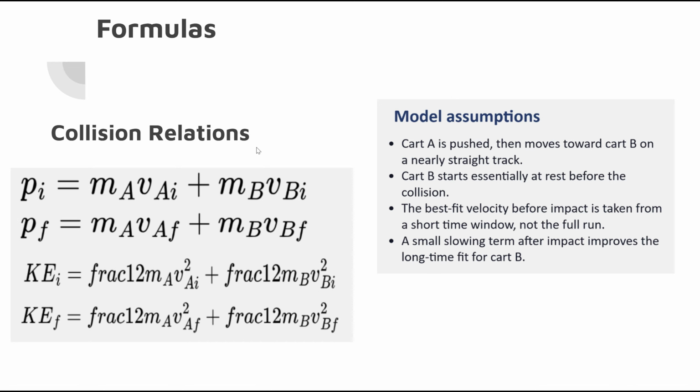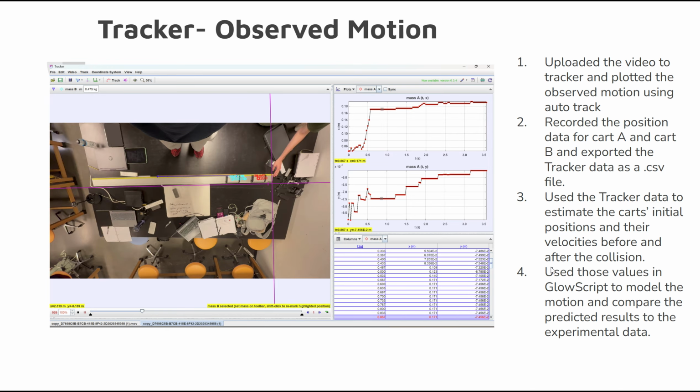Some formulas we'll use are the collision relations here, and then some assumptions we'll make for our model: cart A is pushed, then moves toward cart B on a nearly straight track. Cart B is essentially at rest before the collision. The best fit before impact is taken from a short time window, not the full run, and a small slowing term after impact improves the long-term fit for cart B.